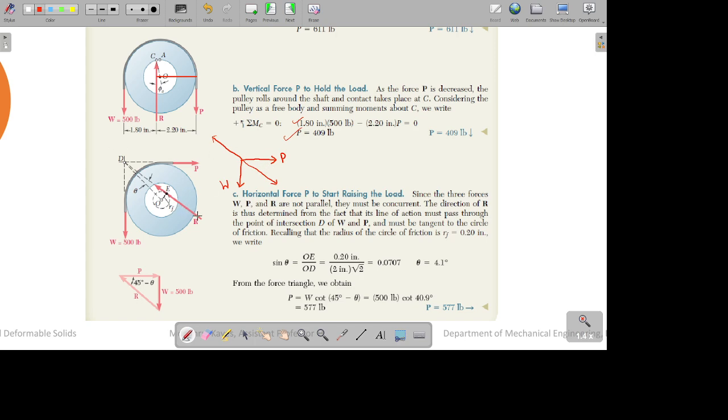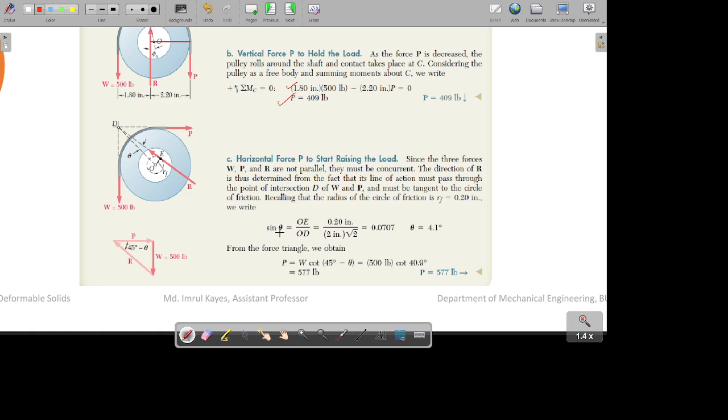So as you can see over here, the reaction force R will be in the opposite direction. So they will definitely go through the same point. They will be concurrent, and the point will be this D over here. As it is written, since the three forces W, P and R are not parallel, they must be concurrent. So they are concurrent forces. I hope you have understood the concept behind it. The direction of R is thus determined from the fact that its line of action must pass through the point of intersection D. Okay, you can read that out.